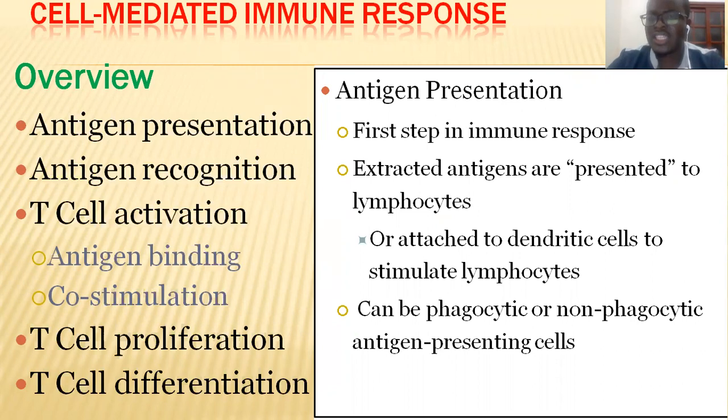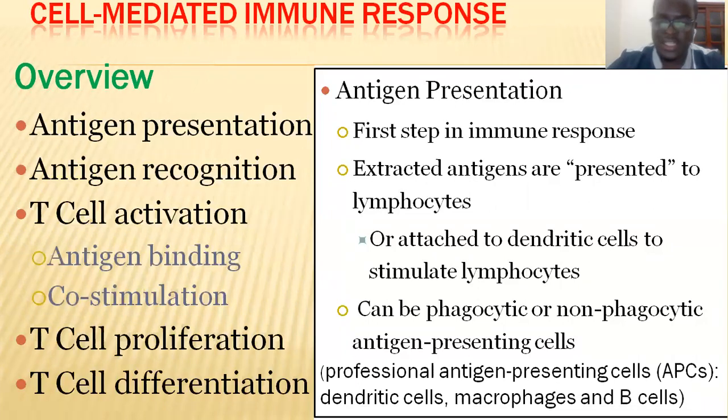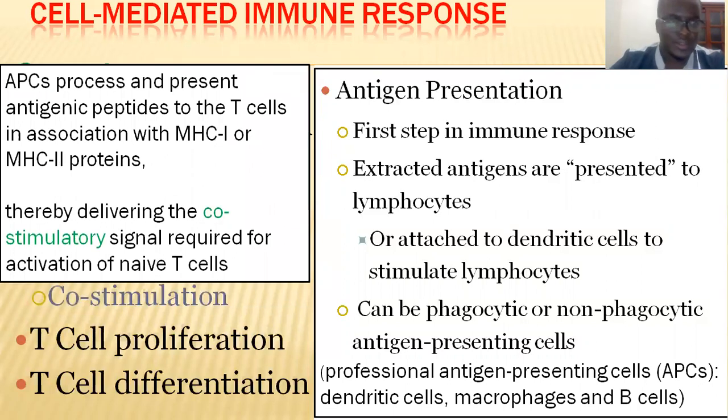So, to say these are antigen presenting cells: the macrophages, dendritic cells, or B lymphocytes. They can be phagocytic or non-phagocytic antigen presenting cells. So these are antigen presenting cells. You have the professional antigen presenting cells, which I gave you. There are three in general: the dendritic cell, the macrophages, and the B cells. These are called professional antigen presenting cells.